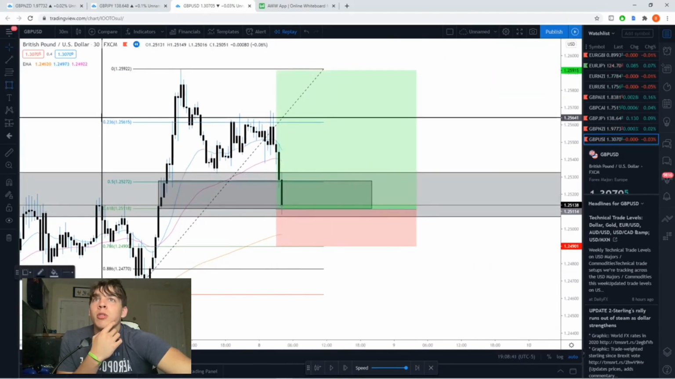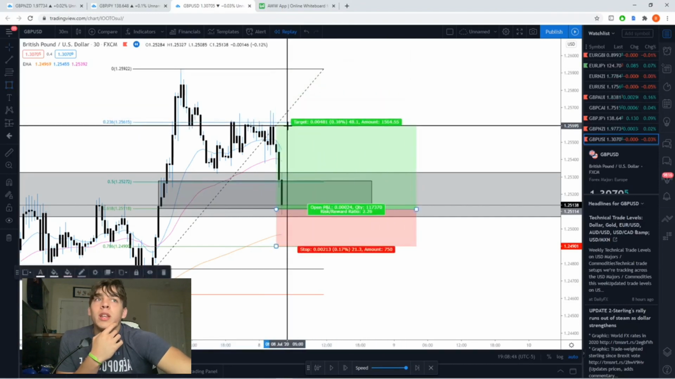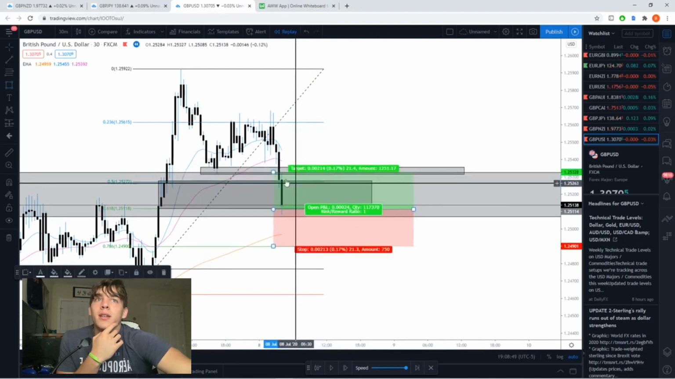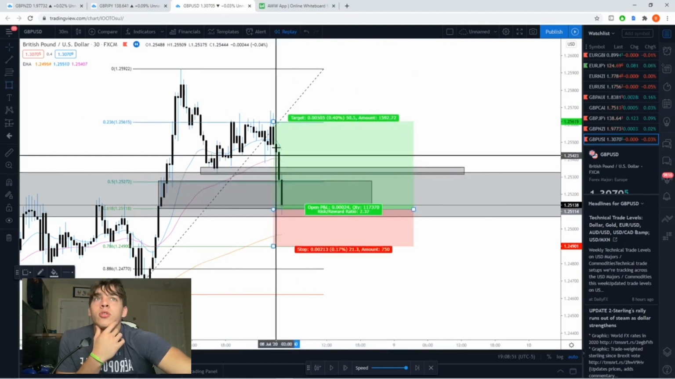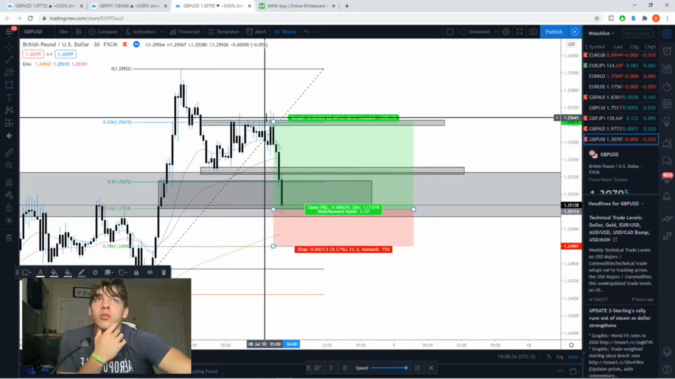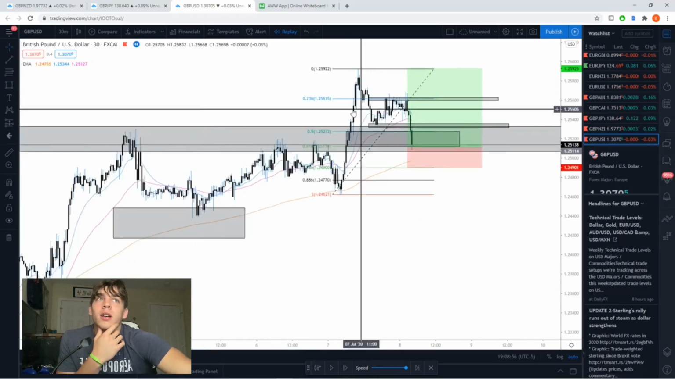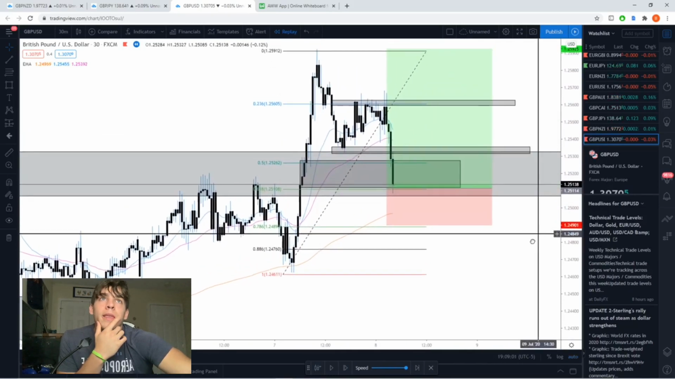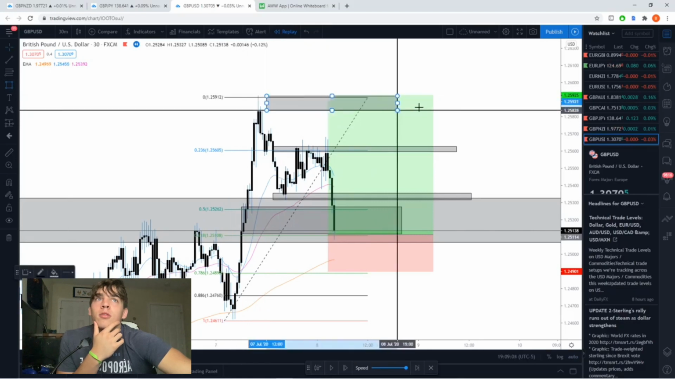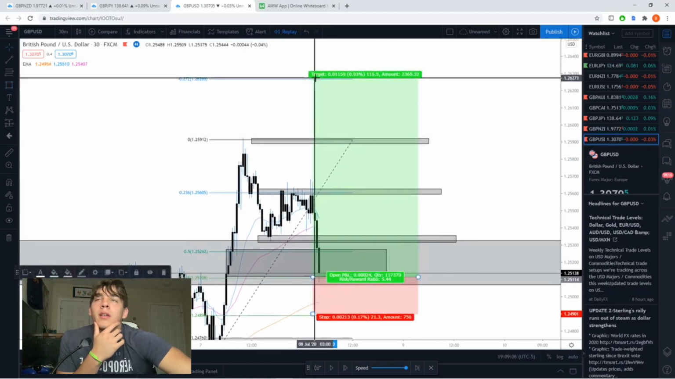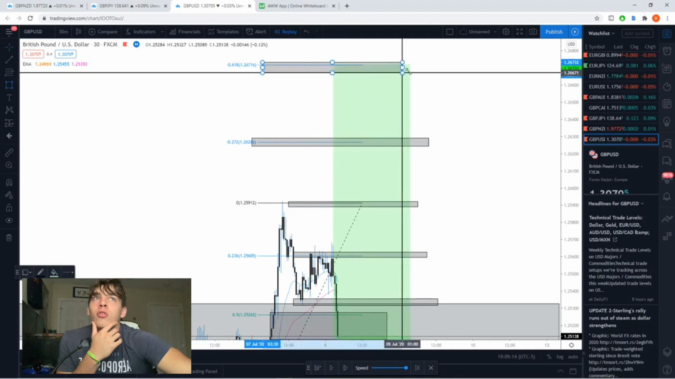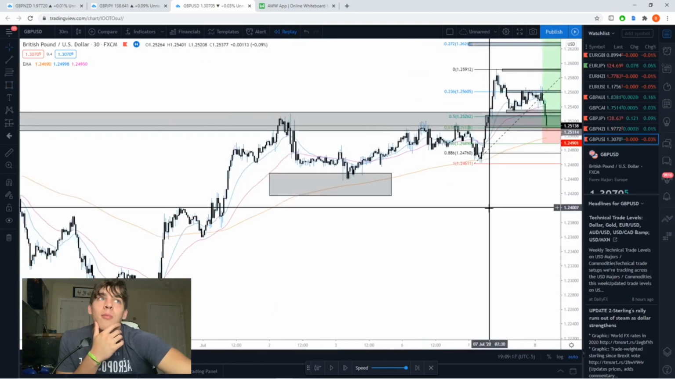Our first target will probably be the 236, or we can even go with a 1-to-1 on the first target, which will probably be this area. And then our second target would be the 236, and we'll probably have like 4 or 5 potential targets on this trade. Then the third target will probably be the 0 level, and then the fourth target will probably be that 272, and then the fifth and final target will be that 618 zone. So now we can see what happens with this trade setup.